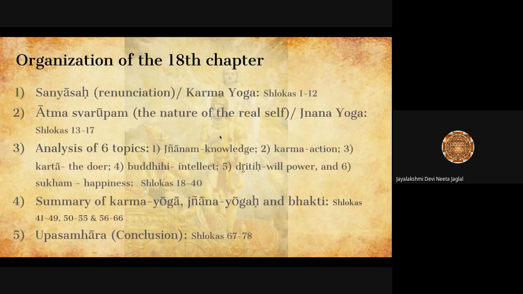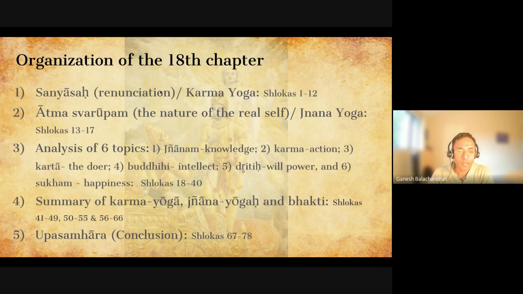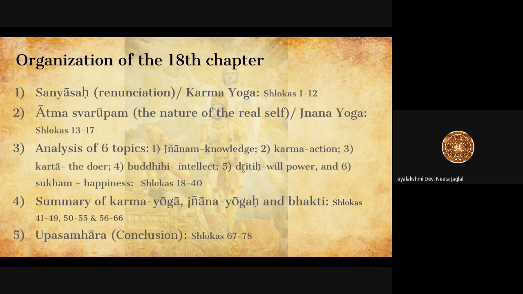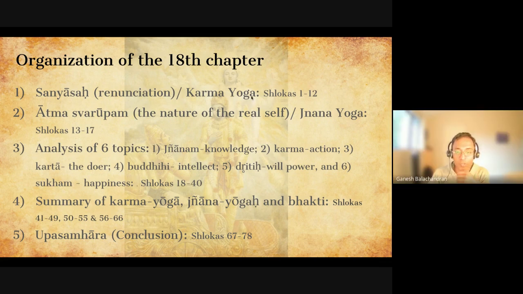All right. So, the organization. First, Bhagavan talks about sannyasa. He calls karma yoga sattvika sannyasa. Then he talks about atma swarupam. So there are only 2 yogas. And what are the 2 yogas? Anybody? There are only 2 yogas. We covered it in the last class also. Karma and jnana. Bhagavan first talks about karma yoga, then the atma swarupam, the nature of the real self, or the jnana yoga.